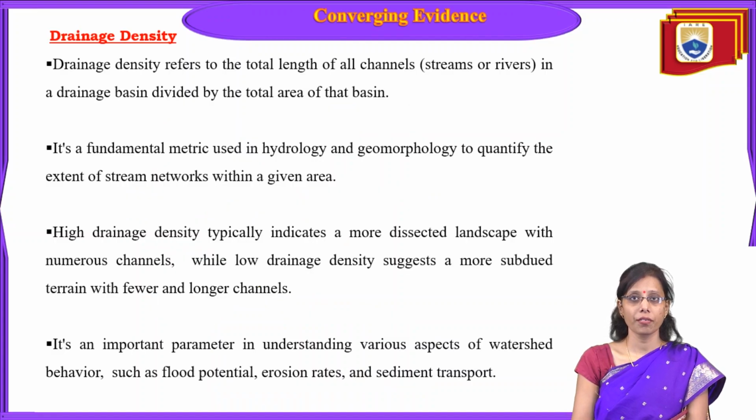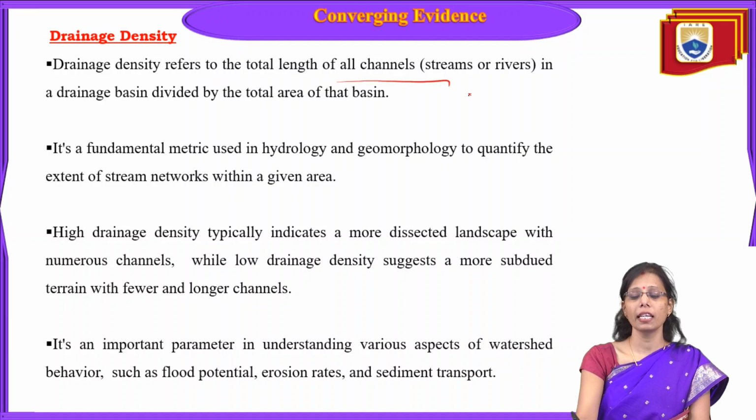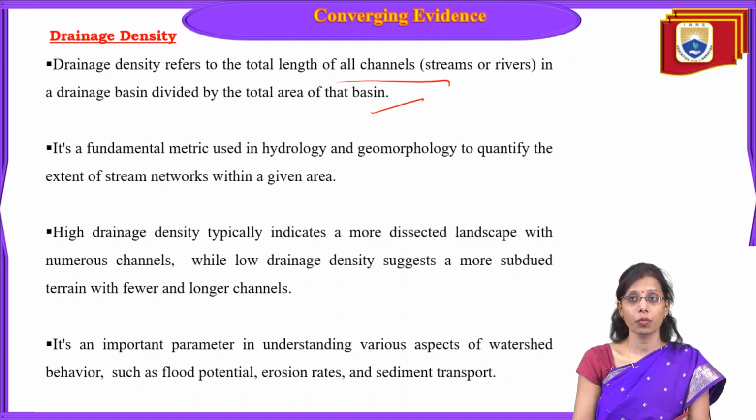Now what is drainage density? The third thing is drainage density. We came to know about the topography, we came to know about the drainage texture, now drainage density. Drainage density refers to the total length of all channels, streams or rivers in a drainage basin divided by the total area of the basin. It's a fundamental metric used in hydrology and geomorphology to quantify the extent of stream networks in a given area.